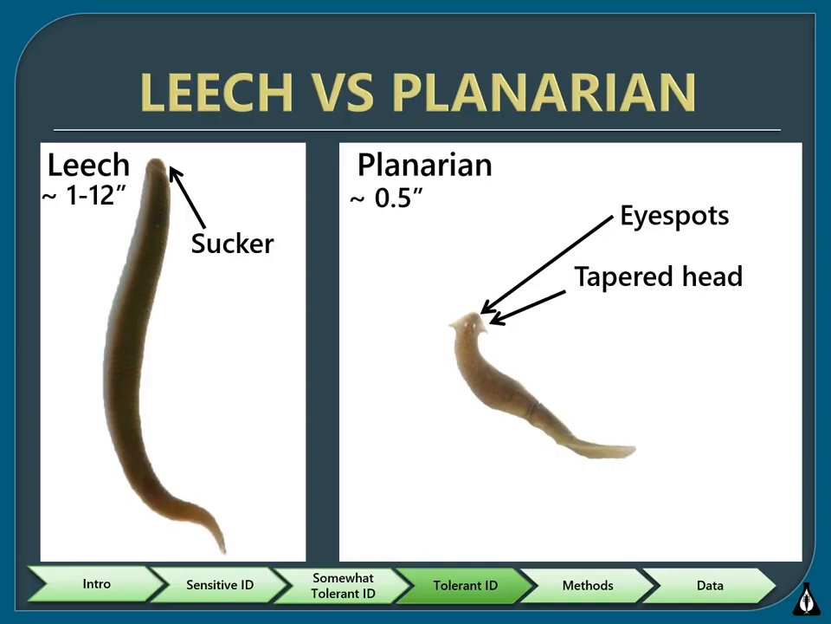Planarian are not counted on the datasheet but can still be included in the comments field at the bottom. Planarian can fragment and regenerate, so you may have 4 planarian in your net, but they may all be from one single organism. For this reason, they are not included in the count.